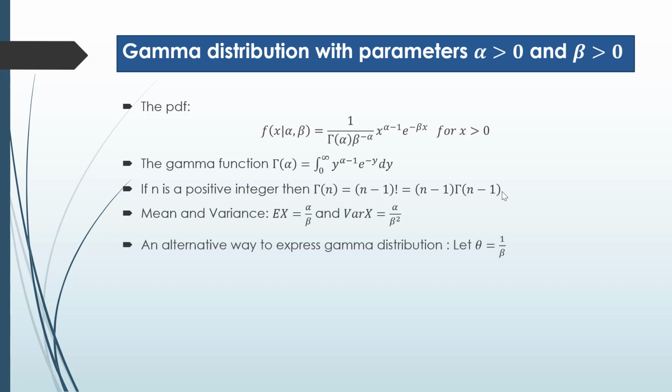However, we also have an alternative way to express the gamma distribution. So let's say theta is 1 over beta, just like exponential. So we set a new parameter, theta is 1 over beta. So the function becomes 1 over Gamma of alpha, theta to the alpha, x to the alpha minus 1, e to the negative x over theta. So the mean and the variance here, E of X is alpha theta, and variance of X is alpha theta squared. So make sure you are used to both ways of expressing the gamma distribution.